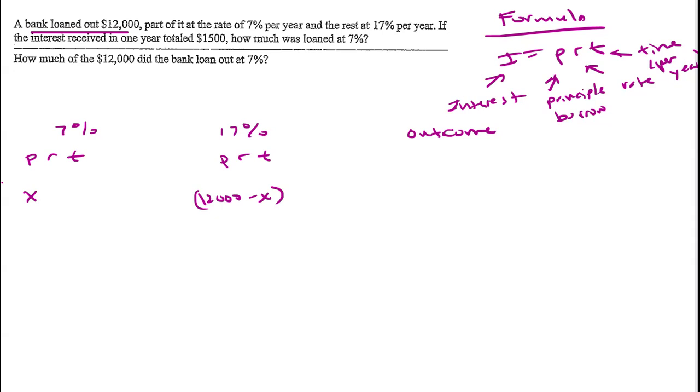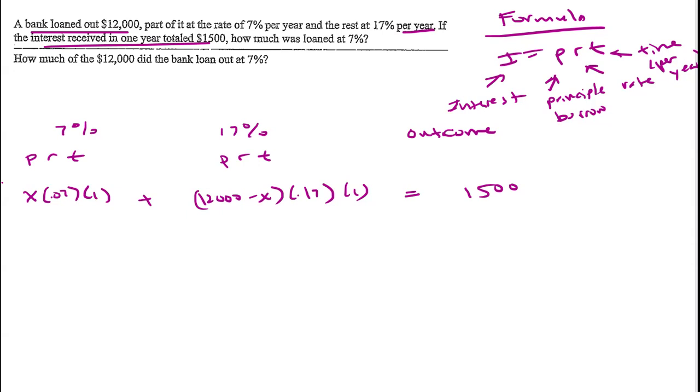The rate for the 7% we already know, so this is going to be 0.07. And the rate for the 17% is going to be 0.17. And time is per year, so just one. We're going to put one here and one here. That's how you use that formula in this particular problem. Then our output is they want to get interest of 1,500 bucks. That's the outcome. So we're just going to add these and equal them to 1,500, then solve.